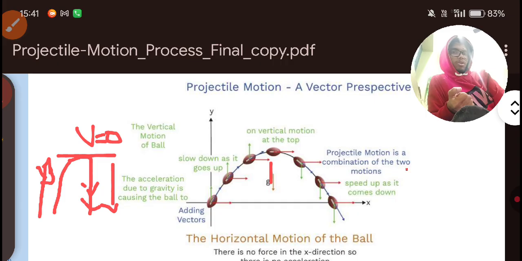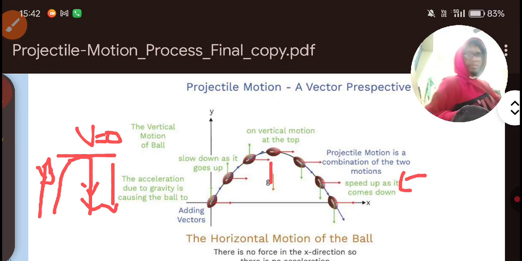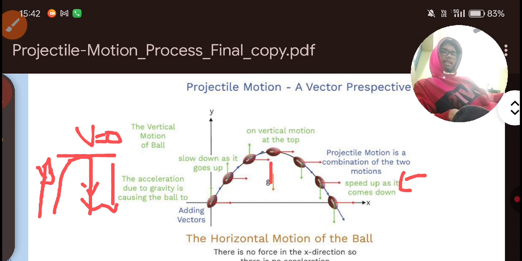Projectile motion is a combination of the two motions: first x and second y. It speeds up as it comes down. I have told you, when it comes downward, the velocity will increase. When the object is going upward, the velocity will be decreasing. Acceleration will be constant, which will be minus 10. I hope you are understanding it very well.